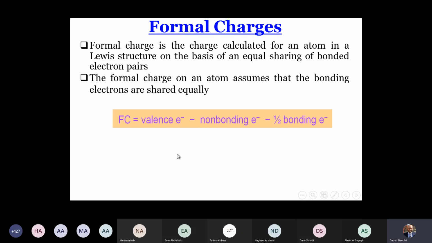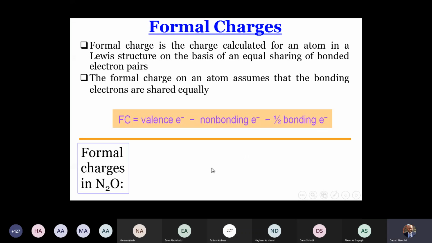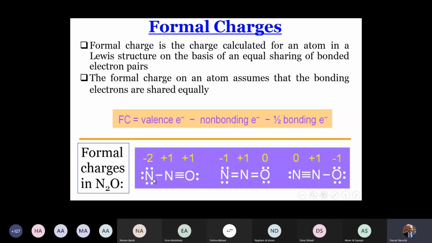What is the formal charge of an atom in a molecule? The formal charge is equal to the valence electrons of this atom minus the non-bonding electrons around it. The non-bonding electrons are the electrons that are not involved in the bonding, the lone pairs, for example, minus half the bonding electrons. For example, I will consider N2O.